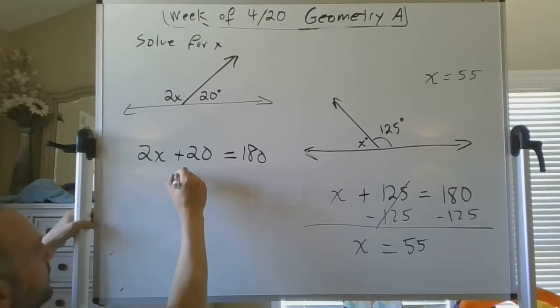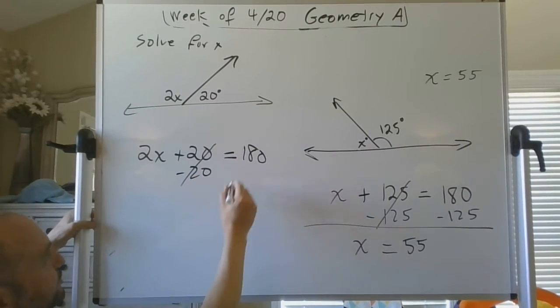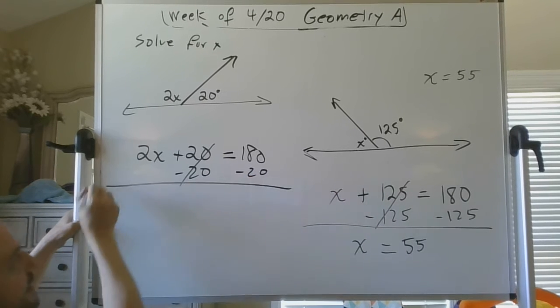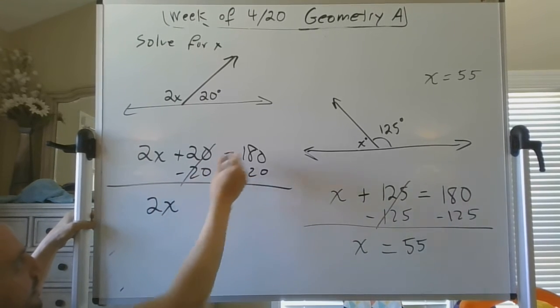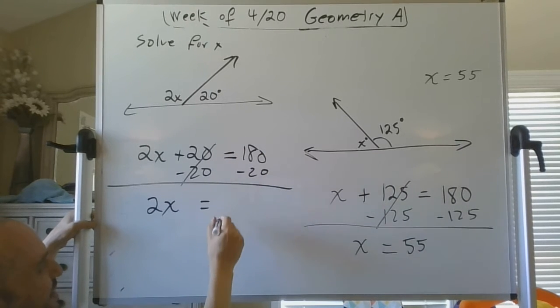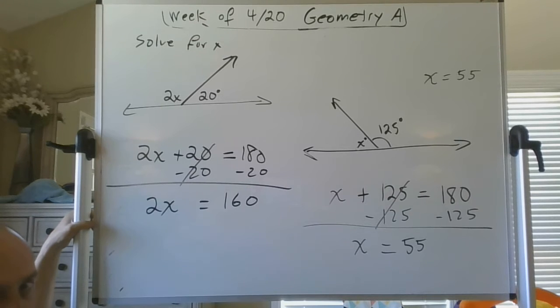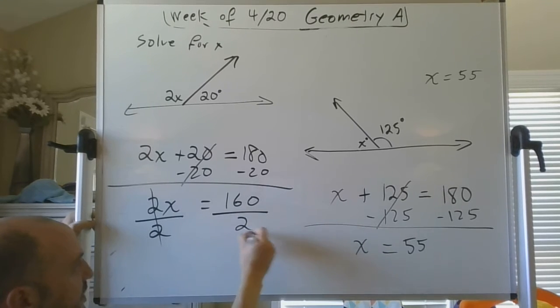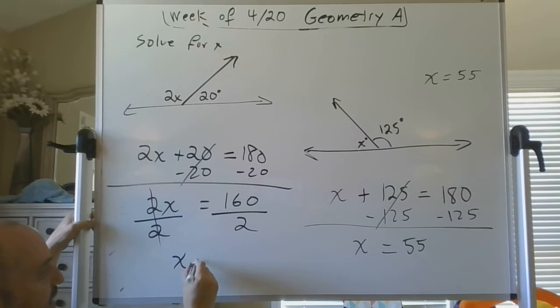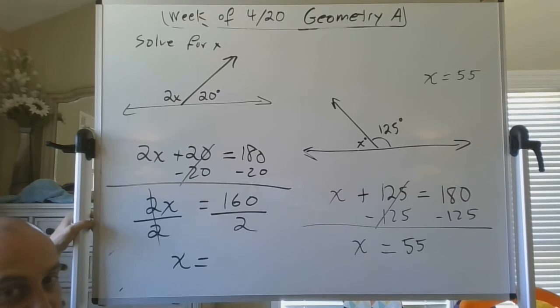Algebra, here we go. Minus 20, minus 20. What I do to one side, I do to the other. Bring down the 2x. This is gone. Equals 180 minus 20 is 160. Last step, that's 2 times x. Okay, opposite of multiplying is dividing. I'm going to divide by 2. What I do to one side, I do to the other, divide by 2. I'm left with x equals 160 divided by 2.